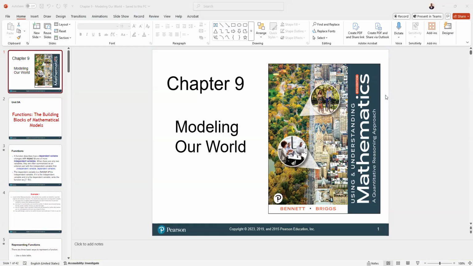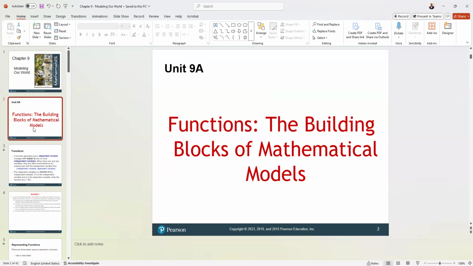In this video, we're going to start with chapter 9. Chapter 9, we're going to take a look at modeling our world. In this video, we will focus most of all on some modeling, like climate modeling. There are different ones, but in the first section in this chapter, which we call Unit 9A, we're going to talk about functions, the building blocks of mathematical models.